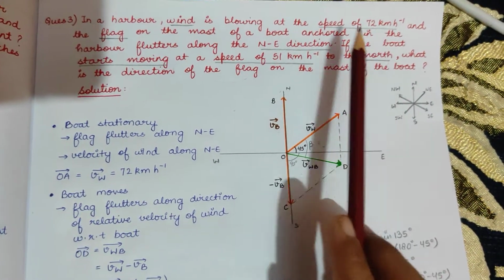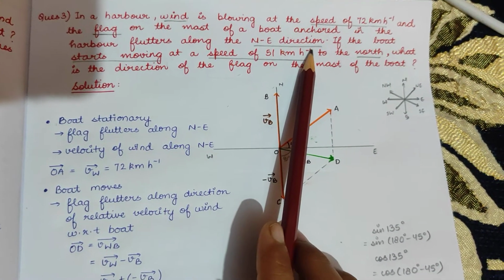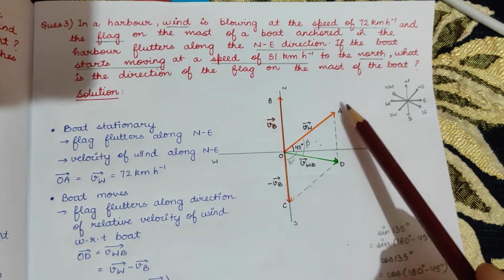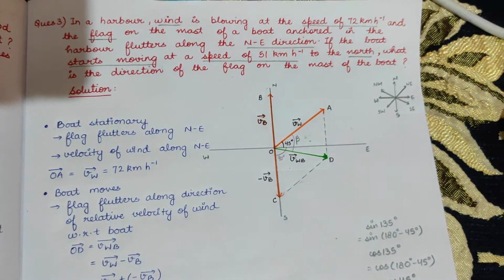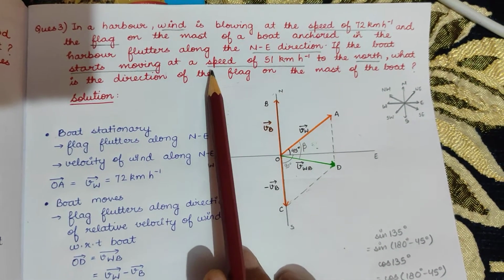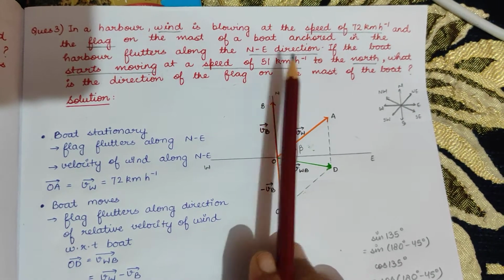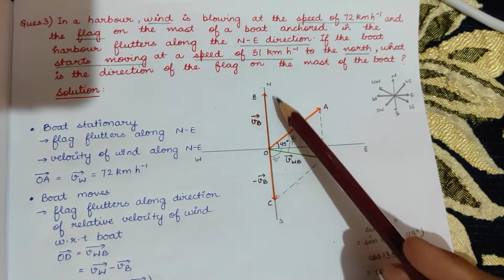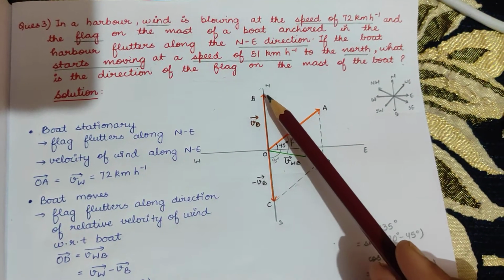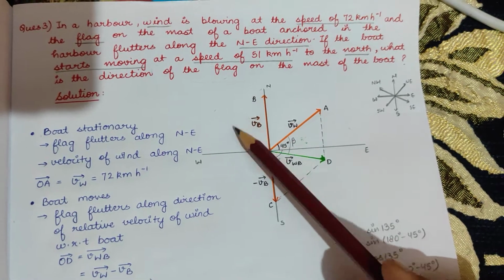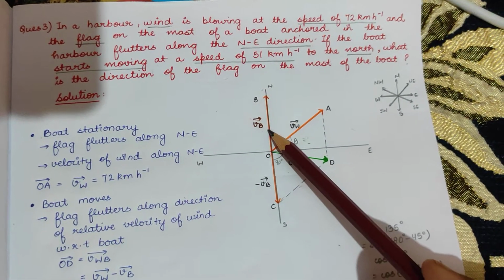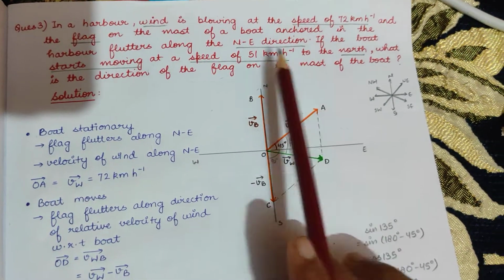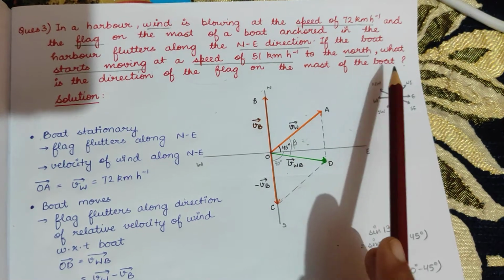Fine. Now it is saying that the flag is along the northeast direction. OA is the northeast direction. When the boat starts moving, the speed of the boat is 51 km per hour to the north. So if you look here, the boat is moving from O to B towards the north, and this is the speed of the boat given by vector VB, and it is given to us as 51 km per hour. Now we have to find the direction of the flag on the mast of the boat.